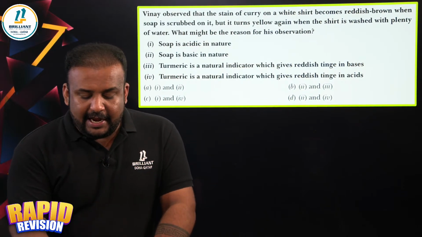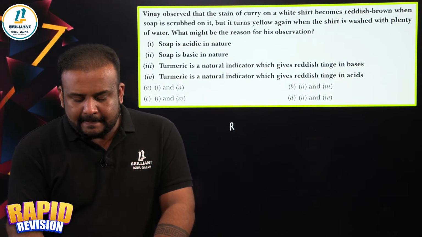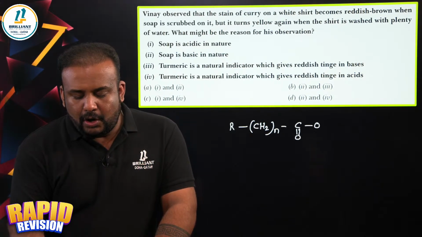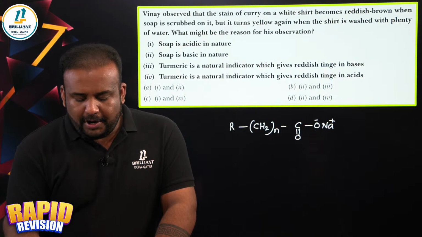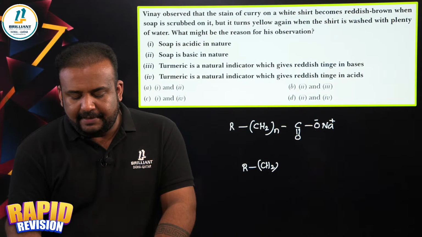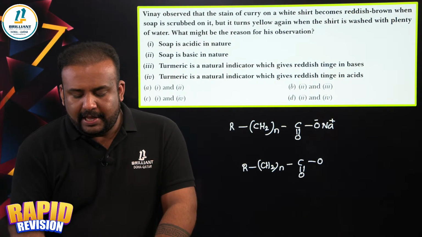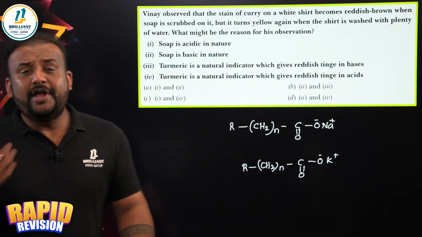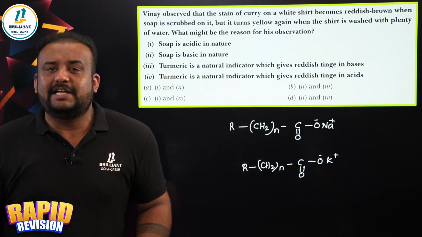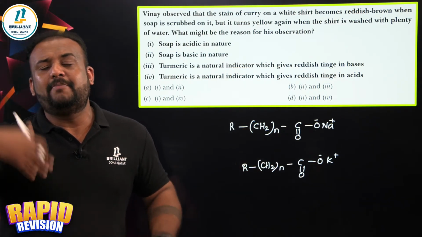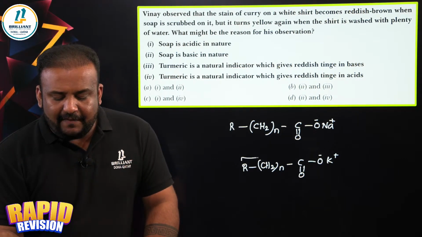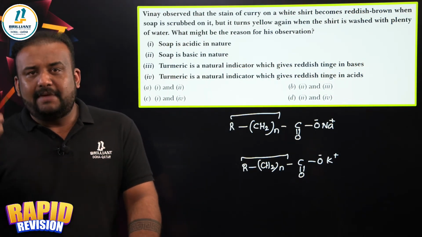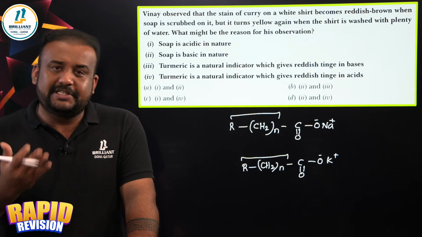You know, a normal soap molecule can be represented as RCH2n COONa, or you can also write it as RCH2n COOK. This is a general form of representing a soap molecule. Sodium or potassium salts of long chain carboxylic acids. Why I have written it as RCH2n is because this number of carbon atoms can be more than 10. For example, sometimes it will be total 16 carbon atoms present in one soap molecule.